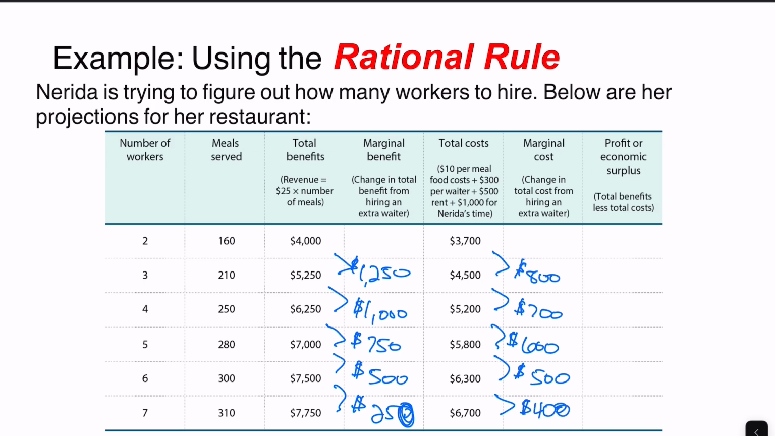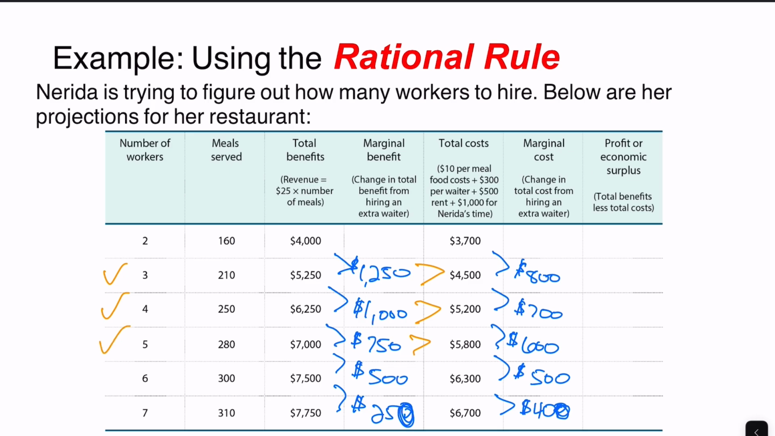Great. Now we know how to calculate our marginal benefit and marginal cost. We can now apply the rational rule, comparing marginal benefits to marginal costs to decide how many workers Narita should hire. We'll compare this 1,250 to the 800, and for that third worker, marginal benefit is greater than marginal cost. Yes, we should hire that third worker. Compare marginal benefit to marginal cost again. 1,000 is greater than 700. Hire that worker.